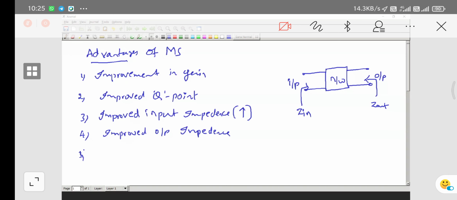The one more advantage is high bandwidth amplification. That is, if we require more bandwidth, we are going to use multi-stage amplifiers. In which type of connection? In the cascade amplifier. In the cascade amplifier, we are going to get the high bandwidth.